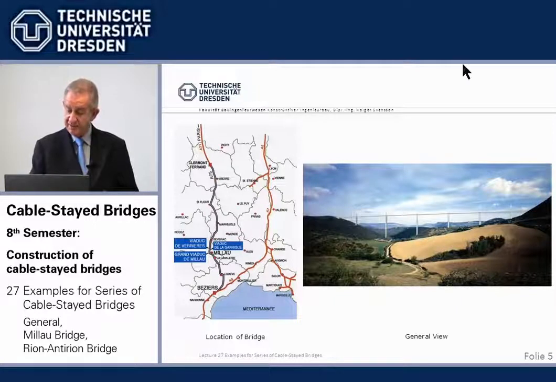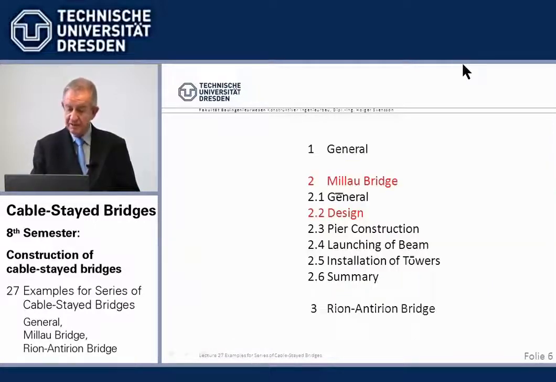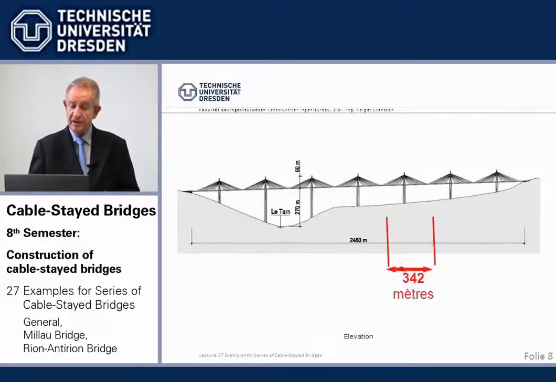But this meant that we are 270 meters high above the valley, and finally it turned out the most economic span is 342 meters. Now, 270 meters is a lot. I mean, somewhere I've seen a picture that you can put the Eiffel Tower underneath here, just as an example.